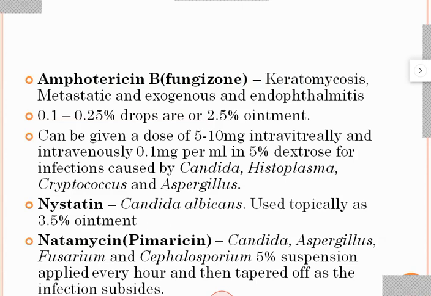And the other one is nystatin. This is widely used to treat Candida albicans infection and other fungal infections also. It is available as 3.5% ointment. And the other one is natamycin. This is most widely used, otherwise called pimaricin. It is available in 5% suspension. It is used to treat Candida albicans, Aspergillus, Fusarium and Cephalosporium. It is applied hourly and then tapered off as the infection subsides. It is used to treat fungal corneal ulcers.